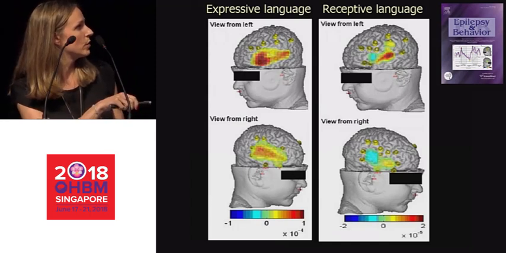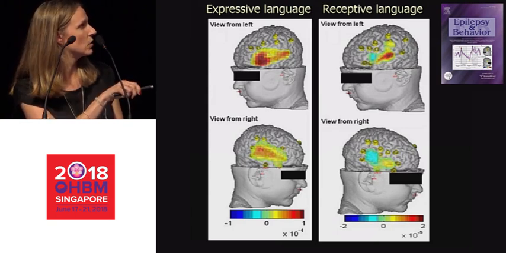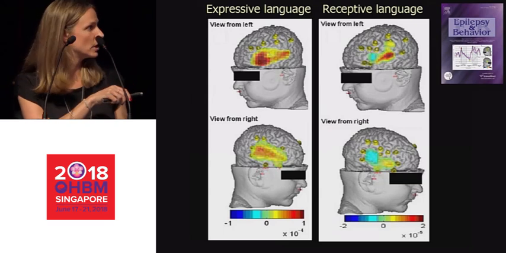There was also recruitment of the right area, but it was significantly weaker than the left side. So it was left dominance in this patient.